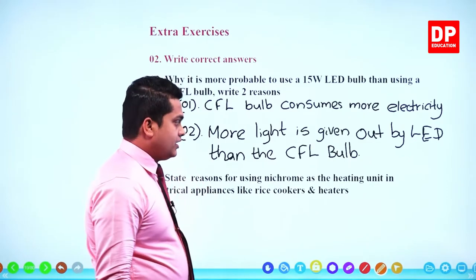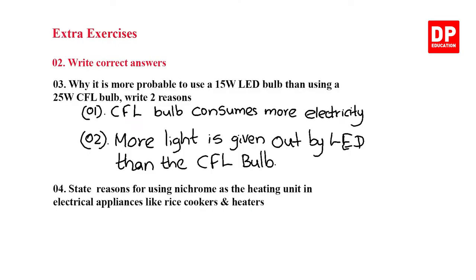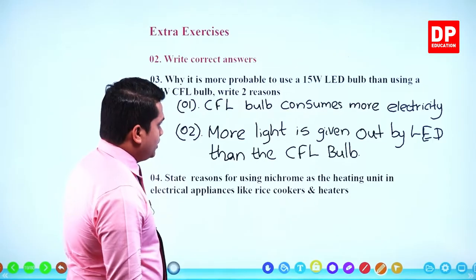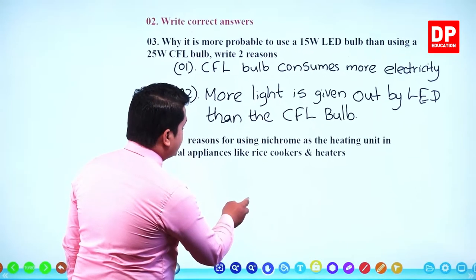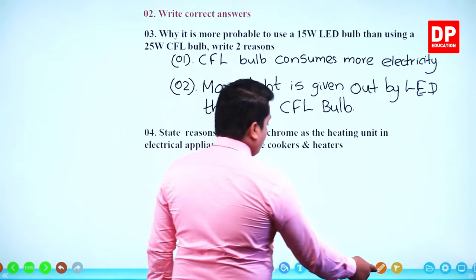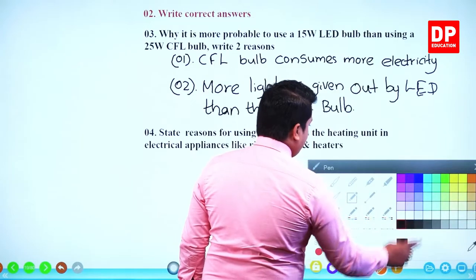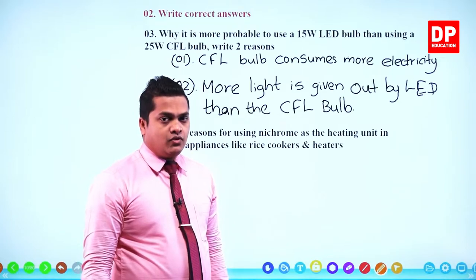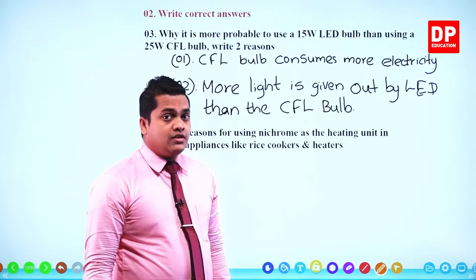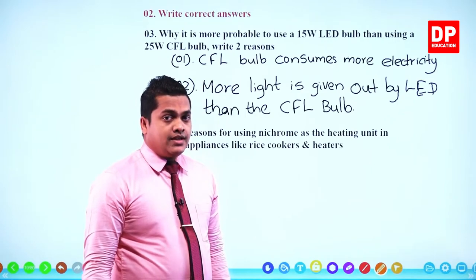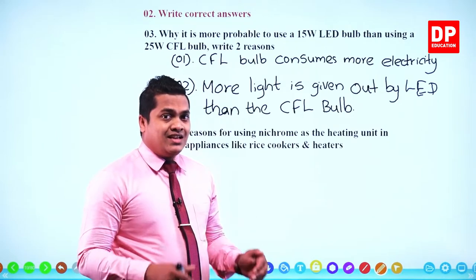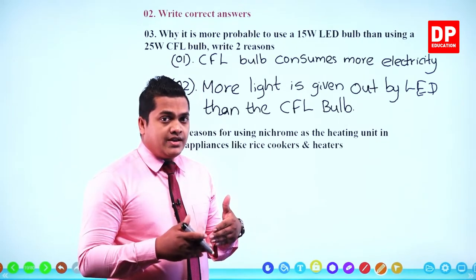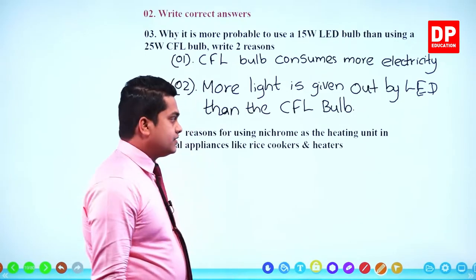Next one, state reasons for using nichrome as the heating unit in electrical appliances like rice cookers and heaters. So you know that in rice cookers and heaters, the core is made of nichrome. The main reason for this is that nichrome has a good resistance. Therefore, it can be heated up to a higher temperature. And nichrome is going to heat up very quickly compared to other metals, right?